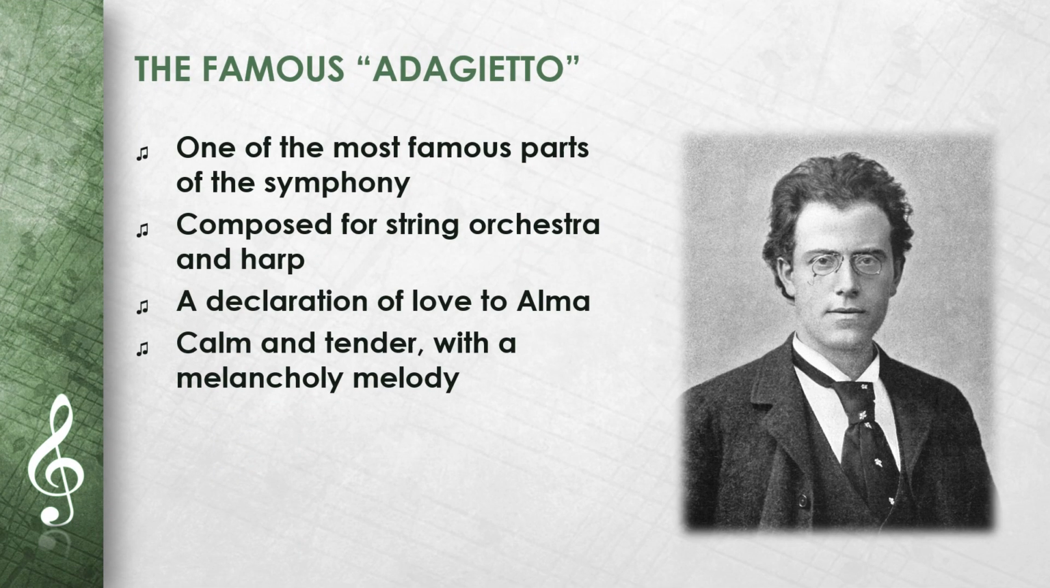The fourth movement, Adagietto, is one of the most famous parts of the symphony. It is often performed separately and is composed for string orchestra and harp. The Adagietto is a declaration of love to Alma, which Mahler musically realized in an emotional way. The movement is calm and delicate, with a melancholy melody that gradually unfolds. It forms a calm contrast to the previous scherzo.